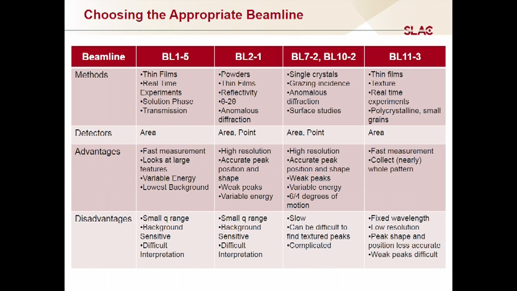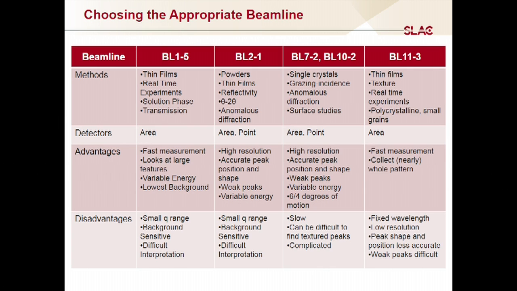We have beamline 2.1, which is more or less a powder diffractometer. So this is what we're going to call a 2-circle diffractometer. I'll talk a little bit more about that in a minute. So this is great for powder diffraction or reflectivity primarily. You can do very good quality reflectivity measurements there or high quality powder diffraction.